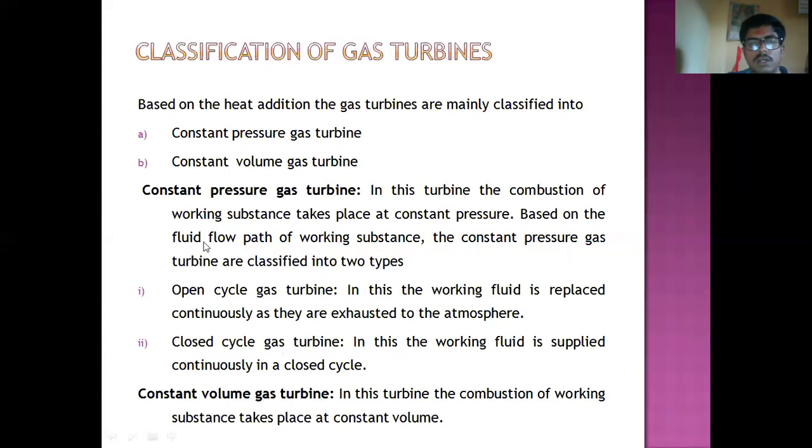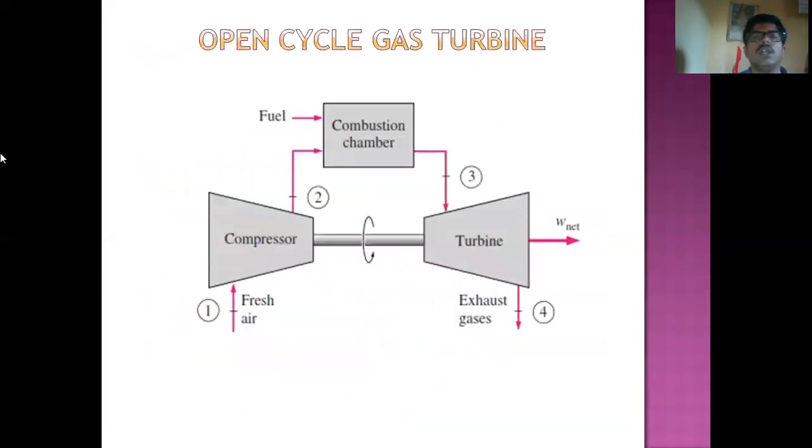Next, the constant volume gas turbine. In this turbine, the combustion of the working substance takes place at constant volume. This is a brief explanation about the classification of gas turbines. In the next slide, we already know the constant pressure gas turbine is classified into two types: the open cycle gas turbine and the closed cycle gas turbine.